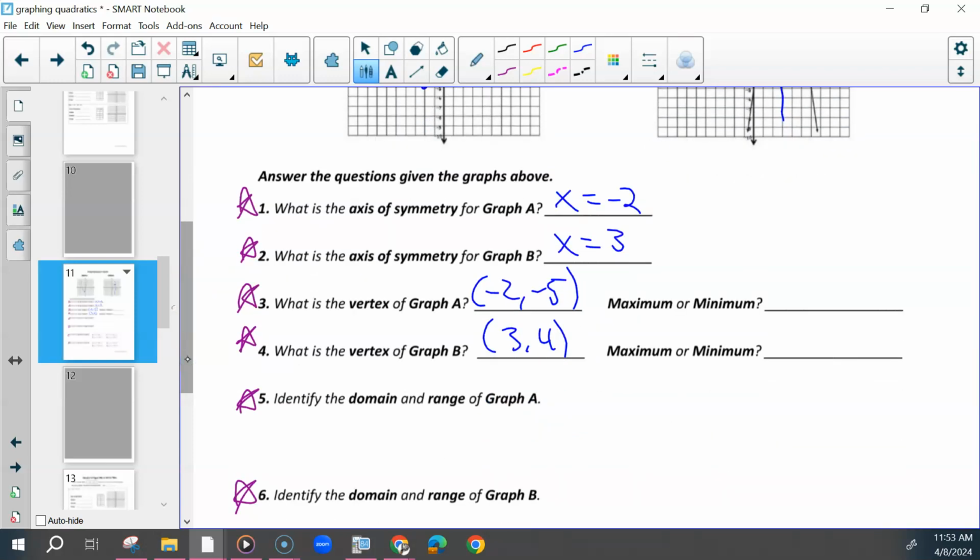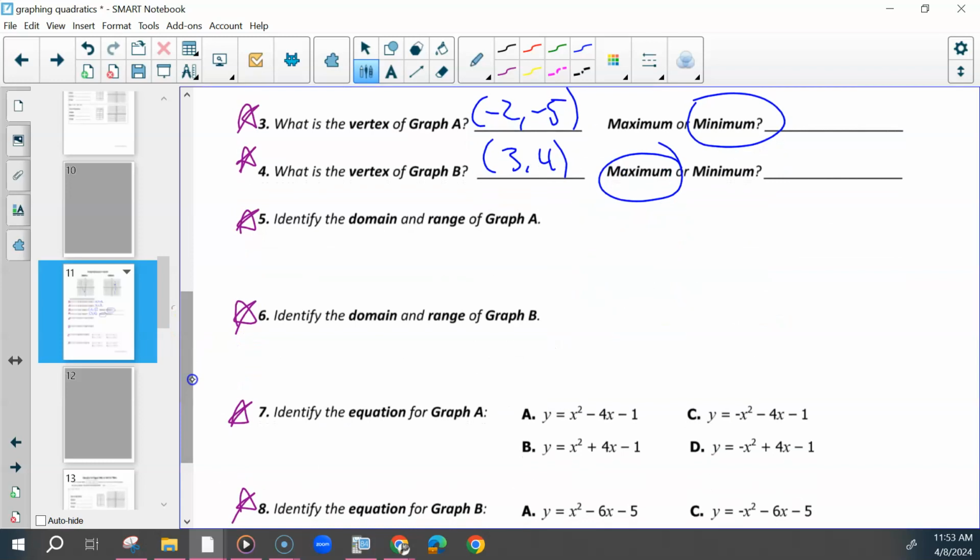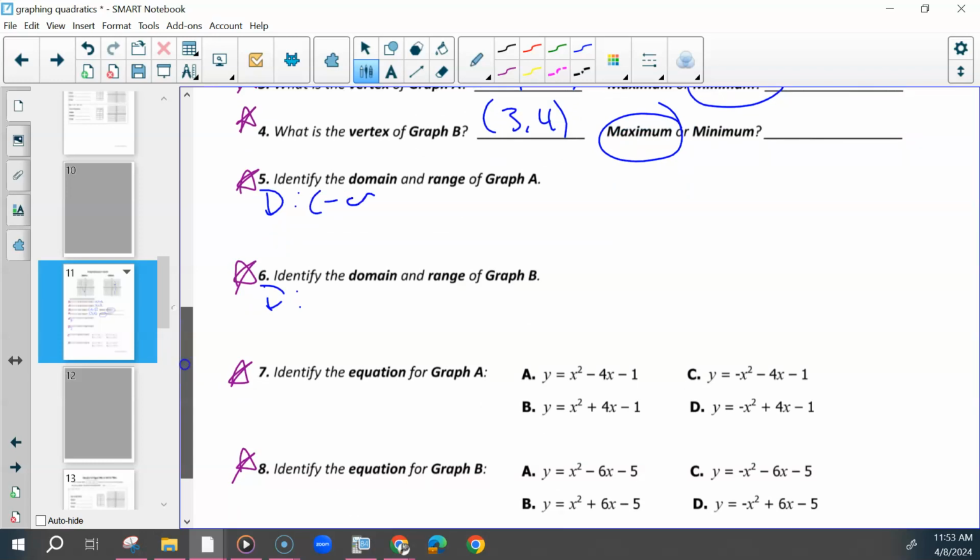Remember that the lowest point is your minimum, your highest point is your maximum. For graph A, is the vertex a maximum or a minimum? Minimum. And then for graph B? Maximum. For 5 and 6, we know the domain of both of these is going to be what? The range, however, is going to be different.